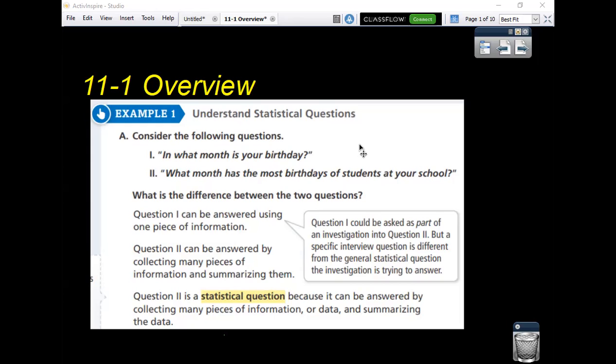So question one is answered with just a single piece of information. What month is your birthday? If you were going to follow that, though, to do it as a statistical question, the first one might be, like they say over there in this bubble on the right, a part of question two. But question two, the way it's worded, is actually the one where you're analyzing and summarizing. So that one would be the statistical question. Let's move on.